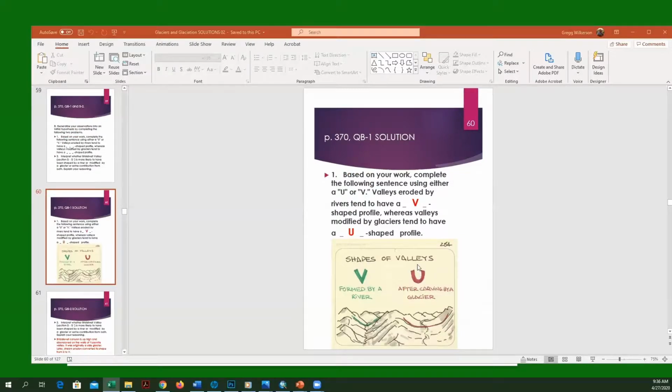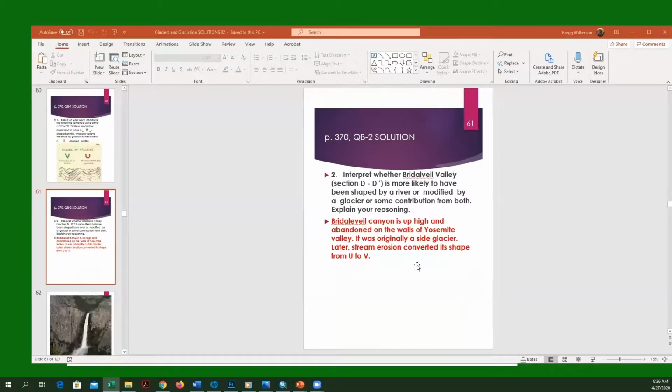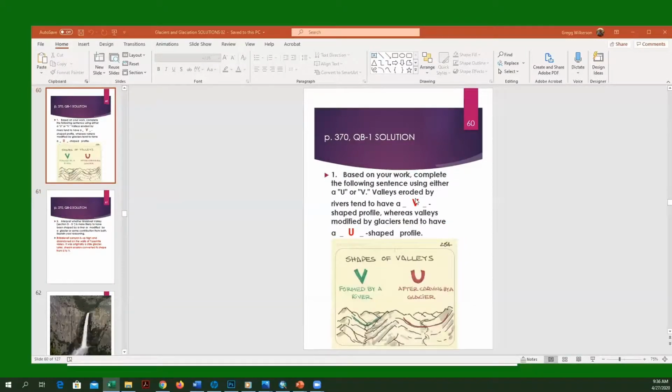So based on that, you would say what? Well, you'd have to say valleys eroded by rivers tend to have V-shapes, and valleys eroded by glaciers have U-shapes. That's straightforward enough.